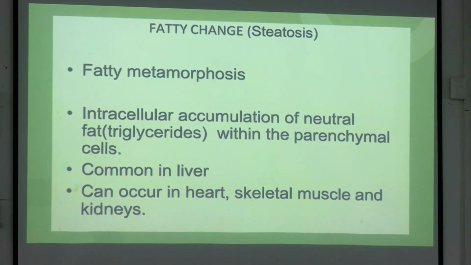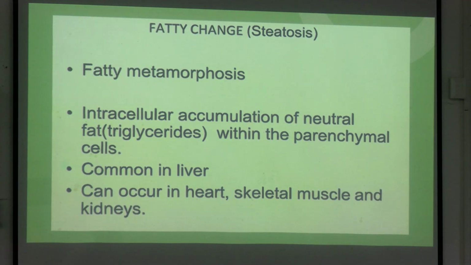Now, as I told you earlier, the most common is fatty change, or steatosis, fatty metamorphosis: intracellular accumulation of neutral fat or triglyceride within the parenchymal cells. The most vulnerable solid organ, the metabolic factory of our body, is the liver, which is more vulnerable to fat deposition. But fatty changes can also occur in the heart, skeletal muscle and kidney, though the most common is liver.